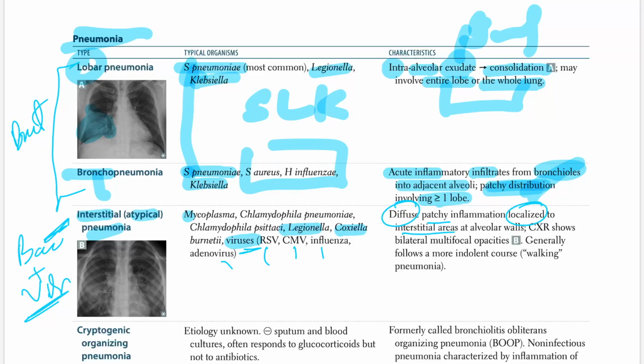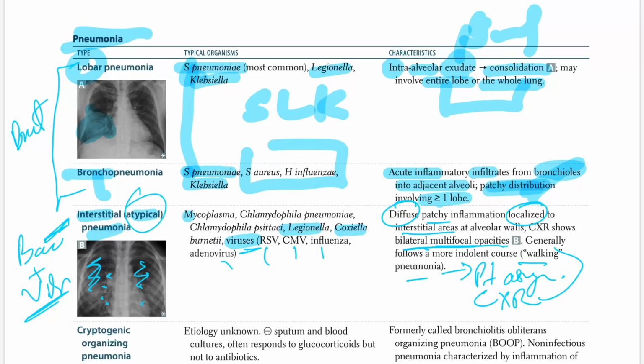Chest X-ray would show bilateral multifocal opacities. Look at picture B. You will see bilateral multifocal opacities. It generally follows a more indolent course, which is walking pneumonia. What is walking pneumonia? The patient will be asymptomatic. But when you do the chest X-ray, you will see all of this, multifocal bilateral opacities, and the person is pretty fine. He's like, I have pneumonia? Wow. So it's an atypical form, meaning it doesn't present typically, because this patient is not going to have fever or anything else.